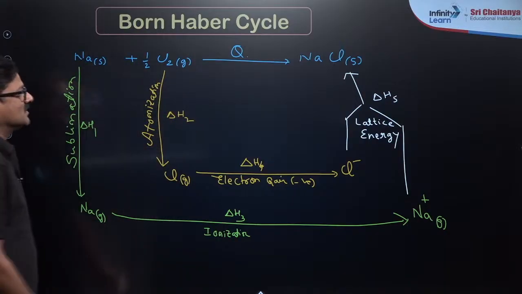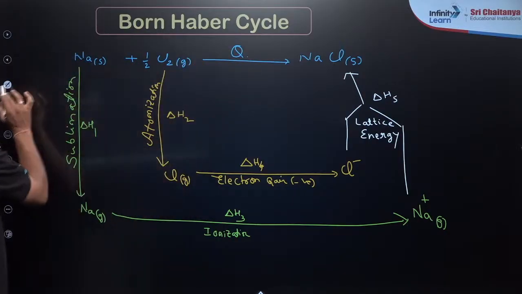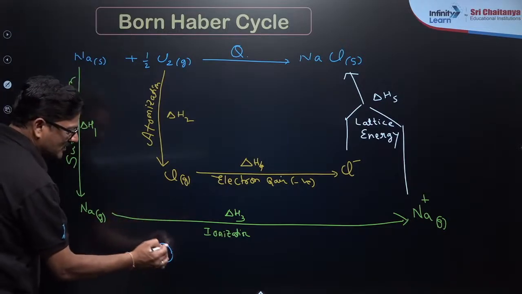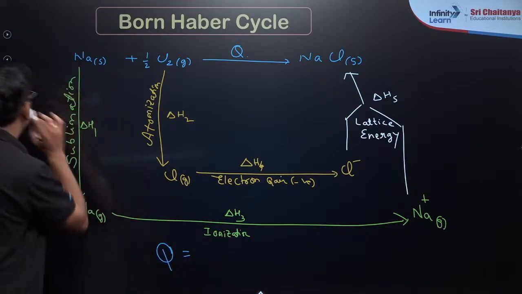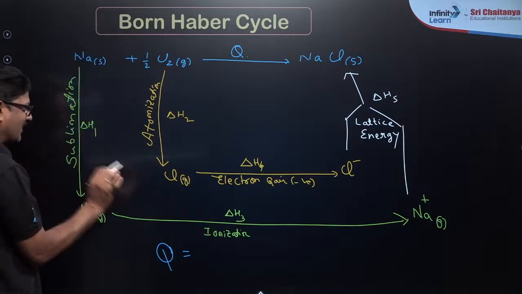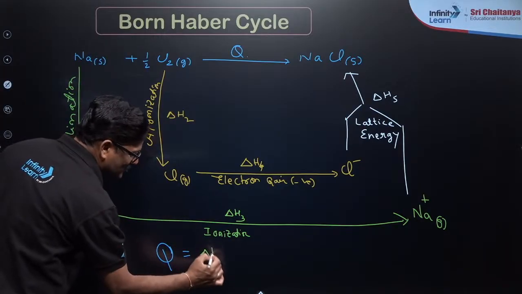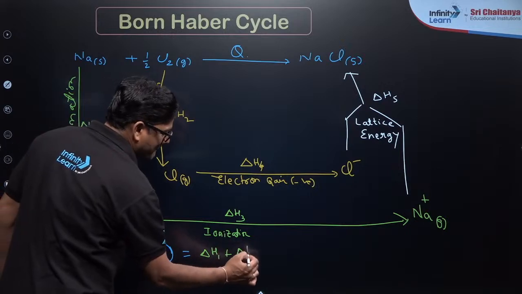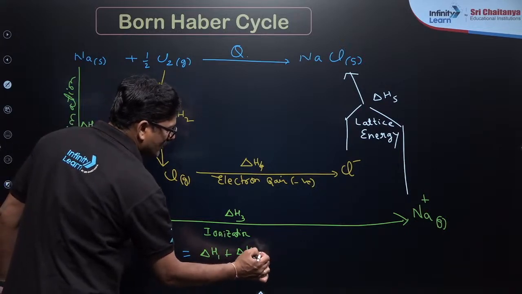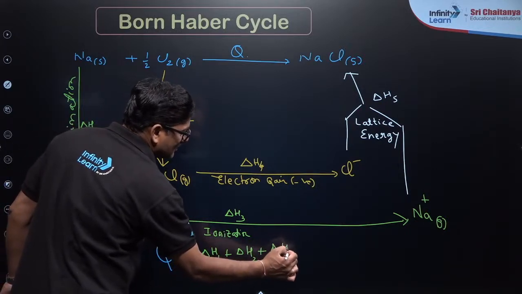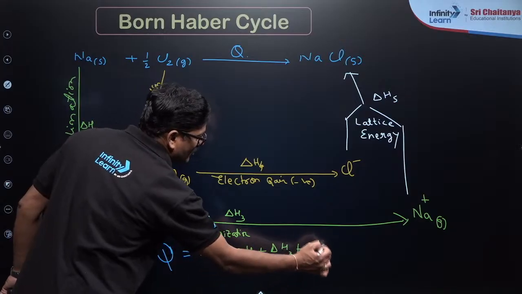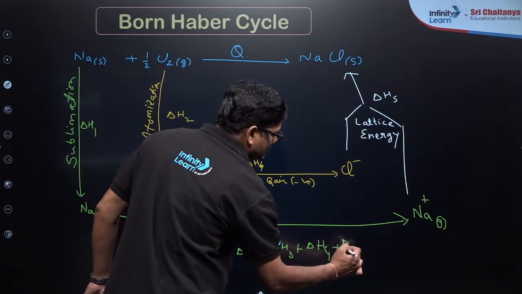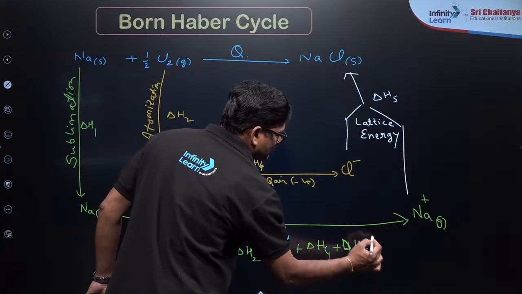Now the sum of this Q, I want to say, just simply apply Hess law of constant heat of summation. You can see the colors also, delta H1, and delta H2, and delta H3, delta H4, and delta H5.